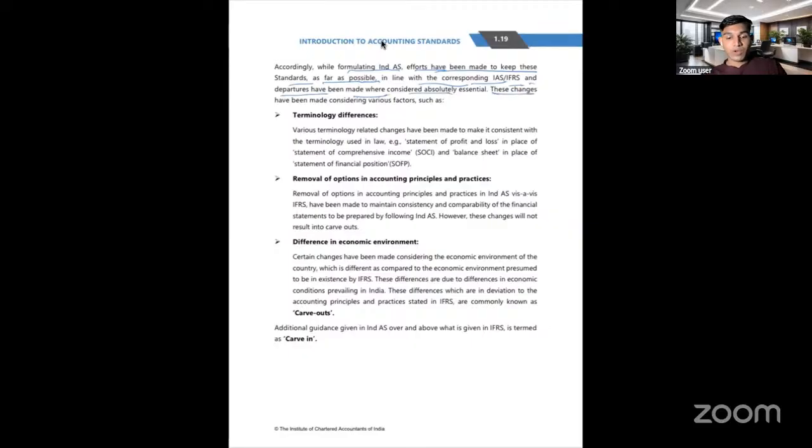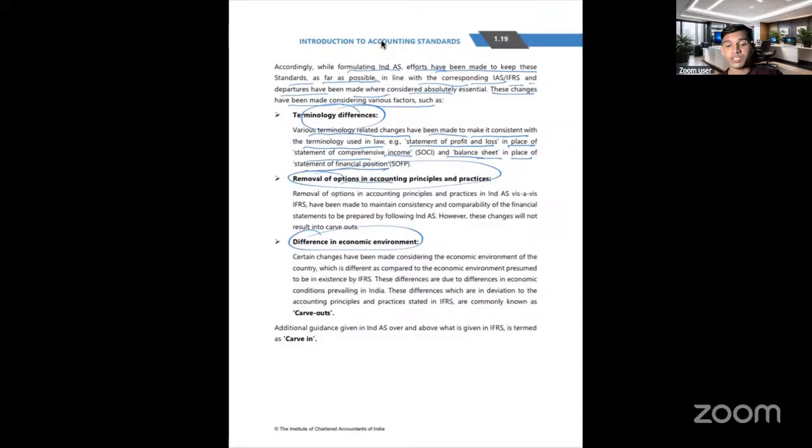These changes have been made considering various factors such as terminology differences, removal of options in accounting principles and practices, and difference in economic environment. Terminology differences: for example, various terminology-related changes have been made to make it consistent with the terminology used in law. For example, statement of profit and loss in place of statement of comprehensive income, and balance sheet in place of statement of financial position.